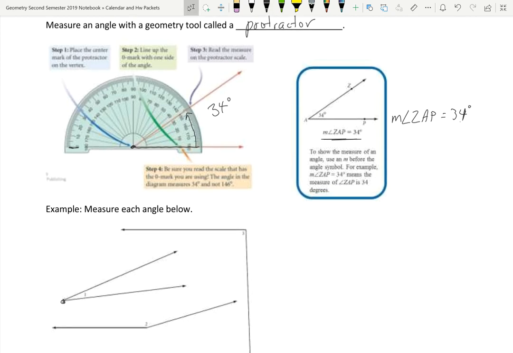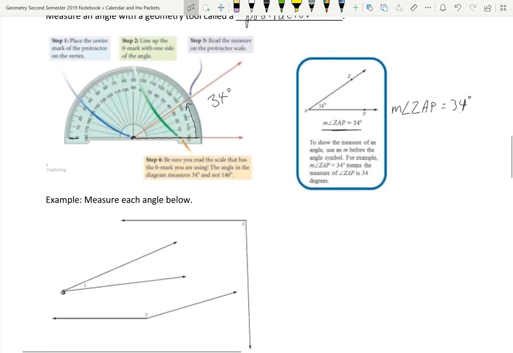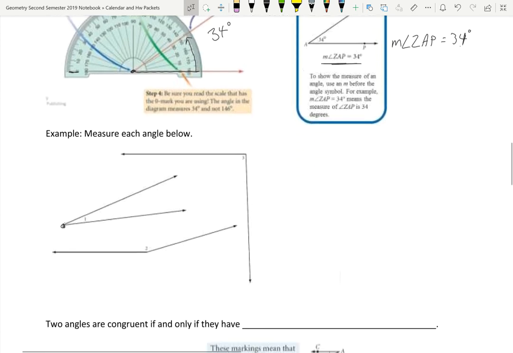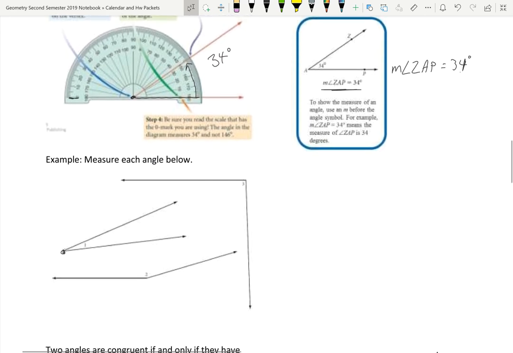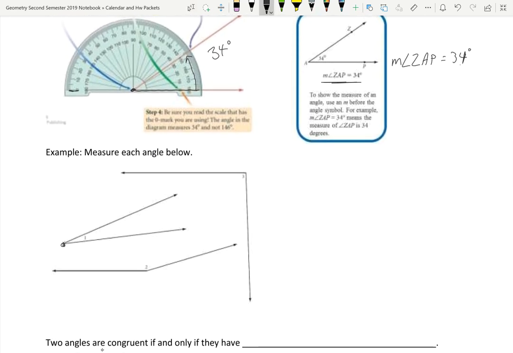Okay. So go ahead and measure each of these angles with your protractor at home and write out the degree measure. I will tell you this one here is 16 degrees. And this one should be about 164, and this one should be about 92 degrees.